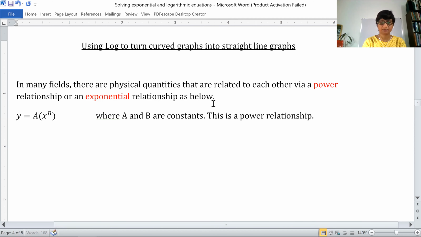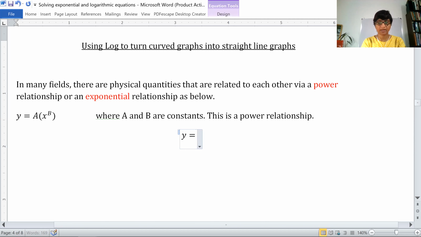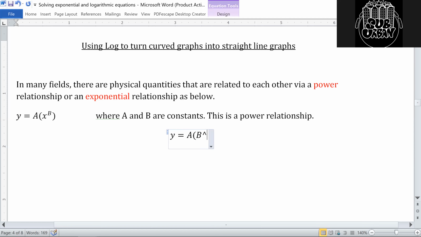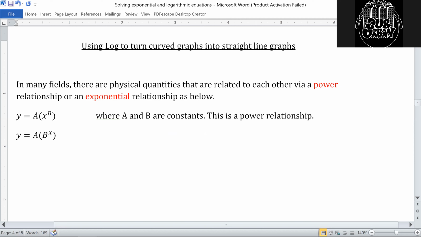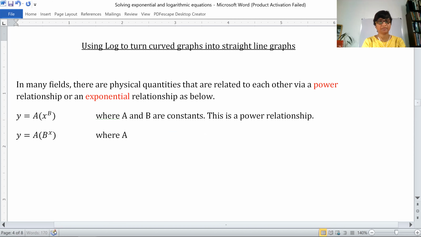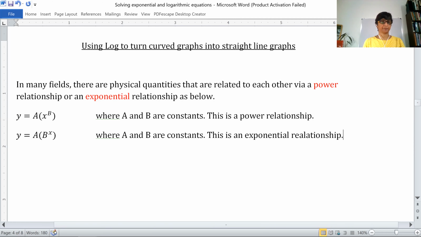The other one is Y is equal to A times B to the power of X. X is in the power, where A and B, again, are constants. This is an exponential relationship.